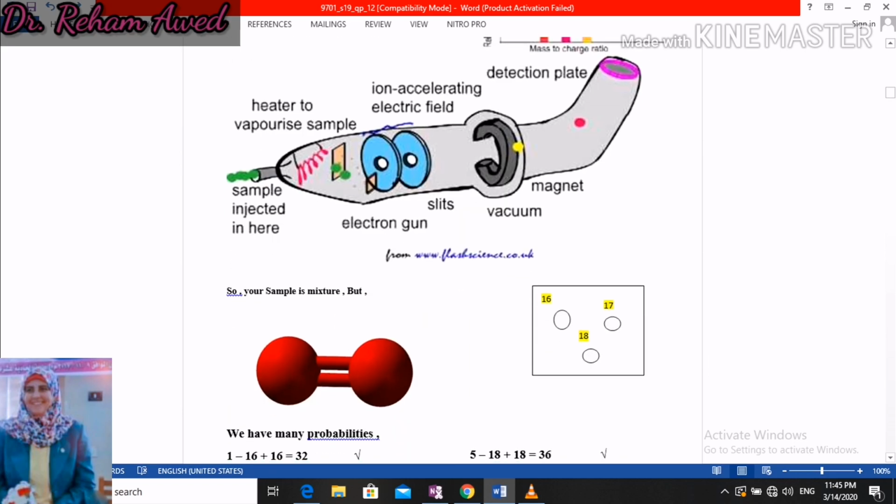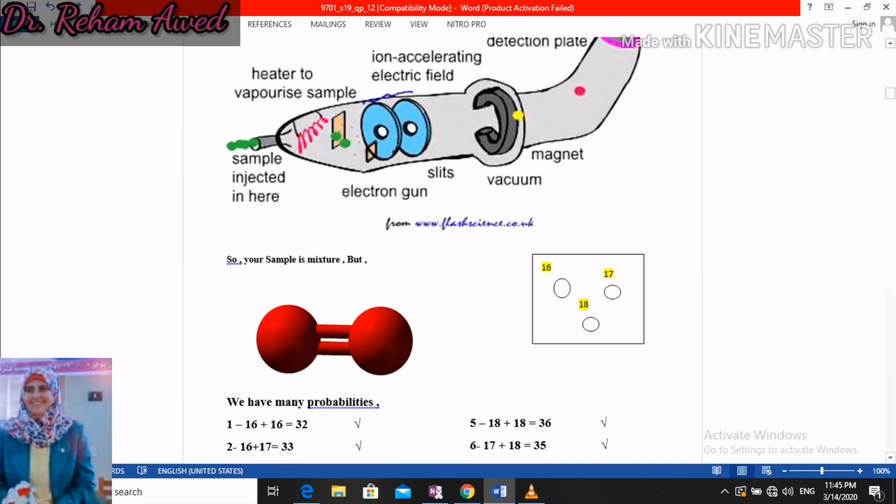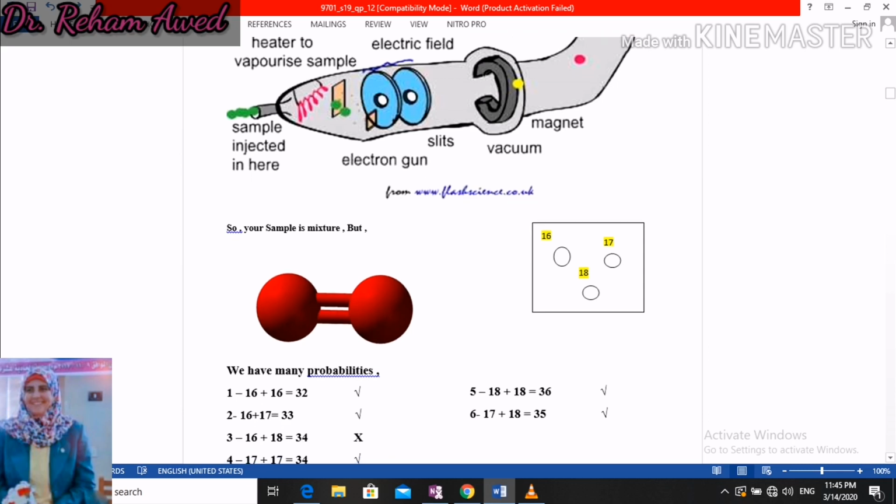But oxygen is one of the diatomic gases. So in the container already we have oxygen 16, oxygen 17, oxygen 18. But the oxygen is a diatomic molecule, so the molecule is made of 2 atoms. So we have many probabilities for having the mass of the molecule. At first, we may have 2 oxygen atoms, each one of them is 16. So the total is 32.